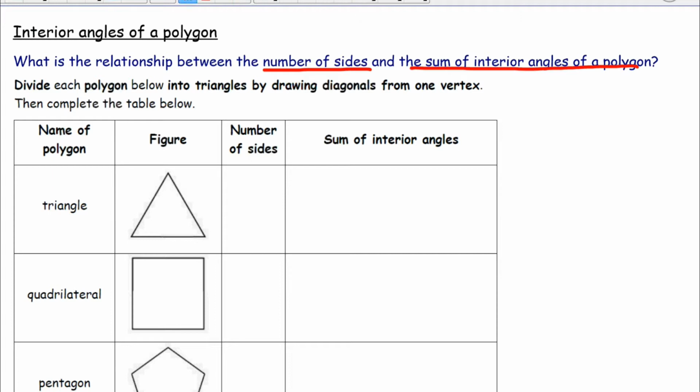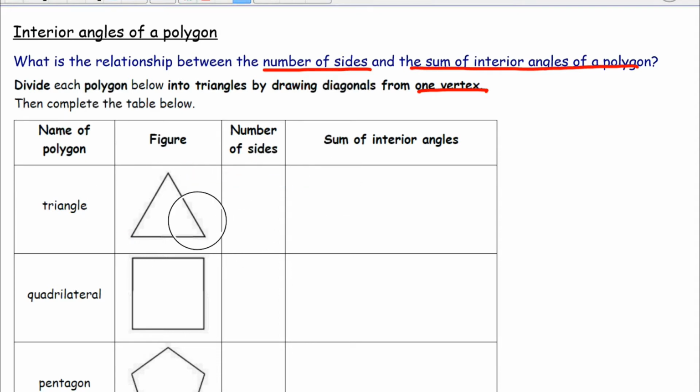So what you're going to do here is divide each polygon into triangles. This is the strategy you're going to use, by drawing diagonals from one vertex. A vertex is this point. This is what we call vertices, right? So this is what we call a vertex.